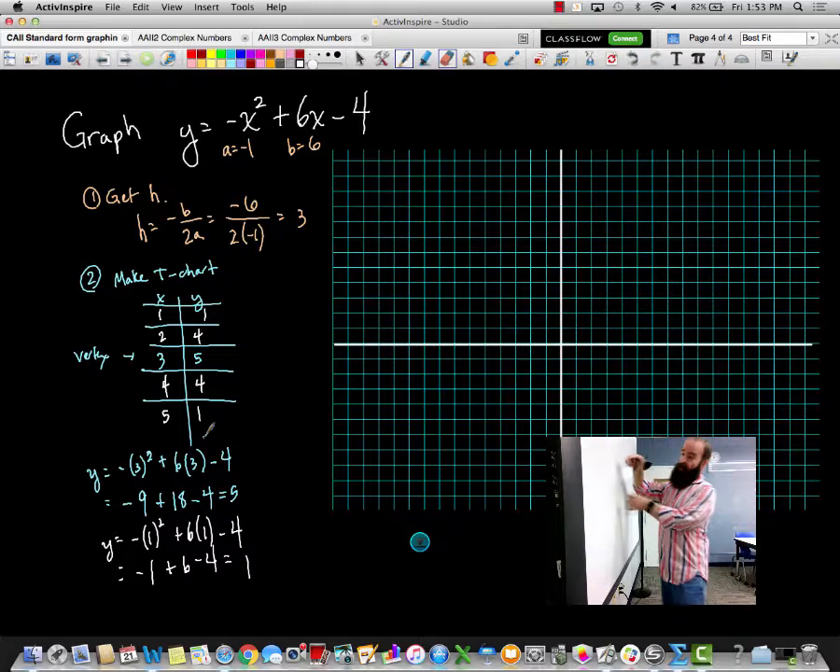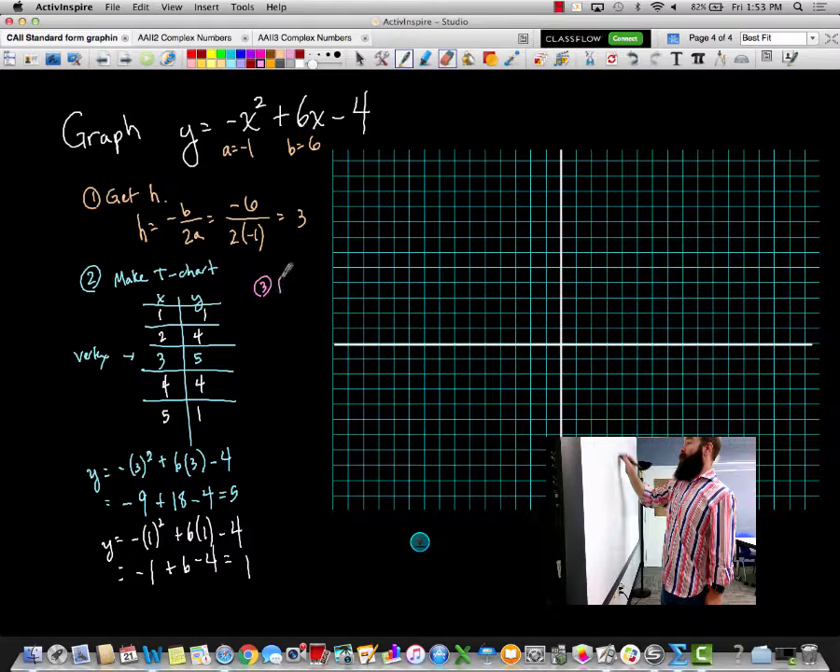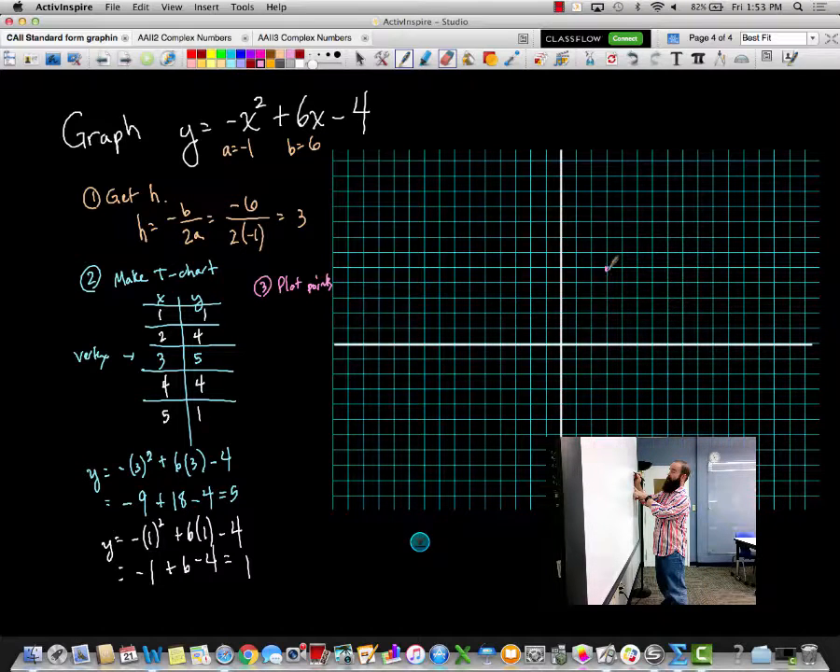Now notice the y values here and here are the same because this parabola is symmetric. These x values are the same distance away from this. So when I go to plot these points, which is my third step, it's going to be 3, 5, 2, 4, 1, 1, 2, 4, and 5, 1. So I plot the points and draw the parabola.